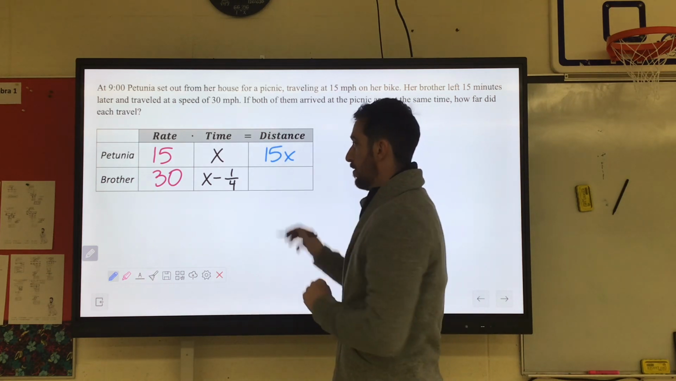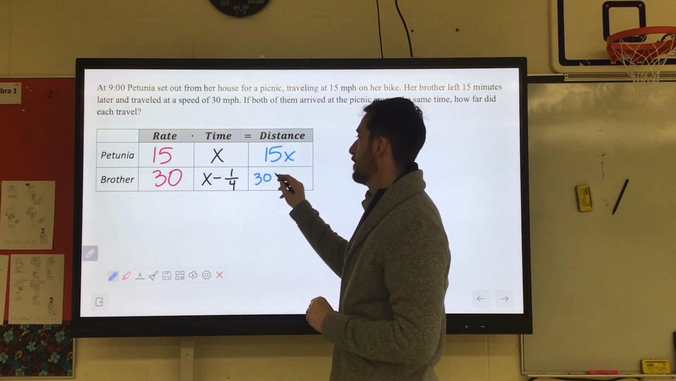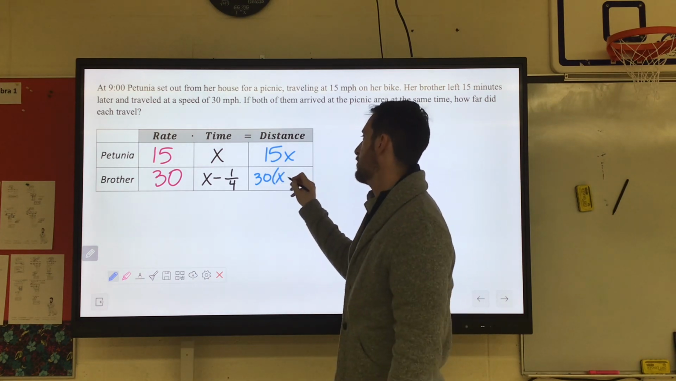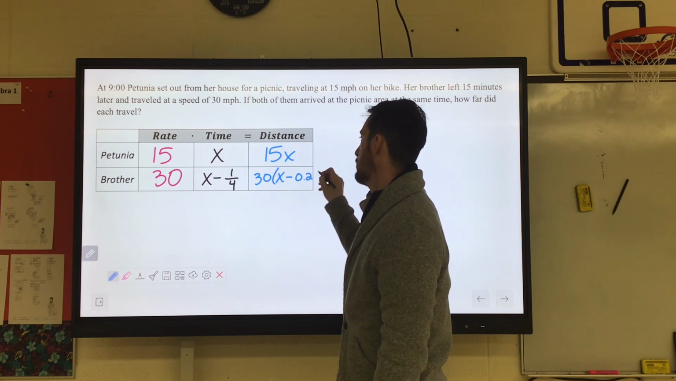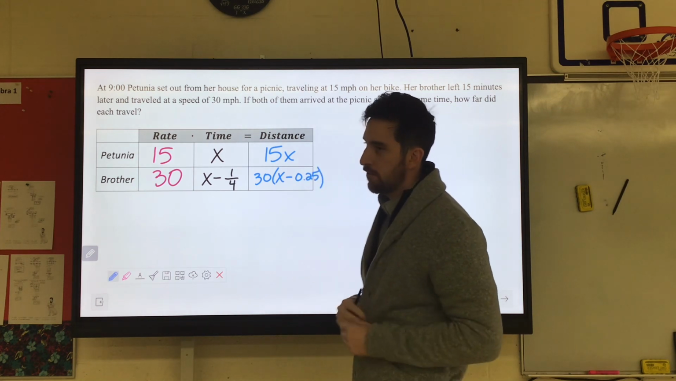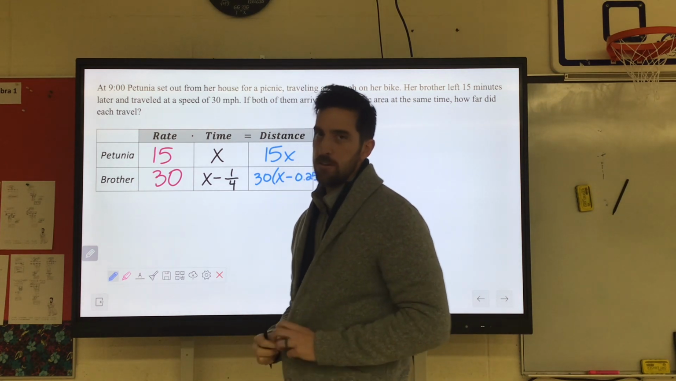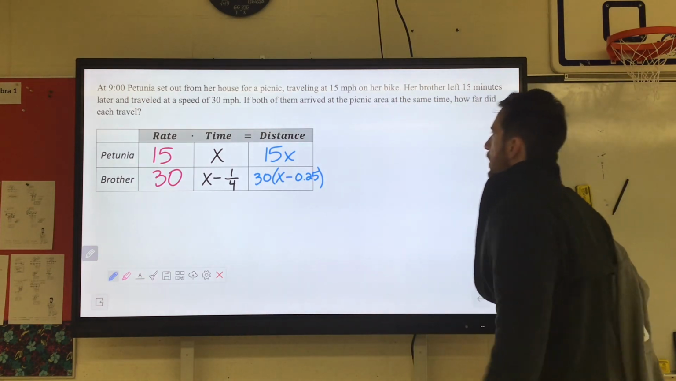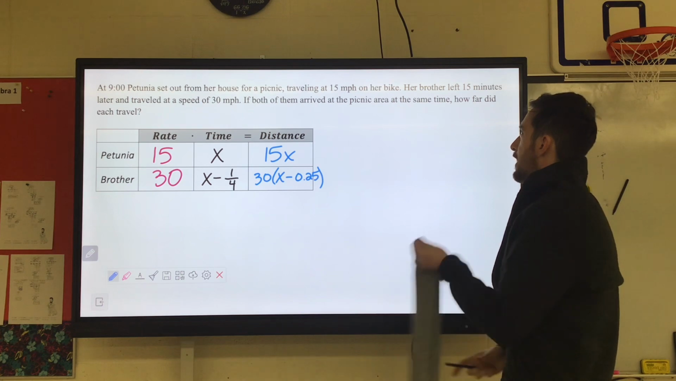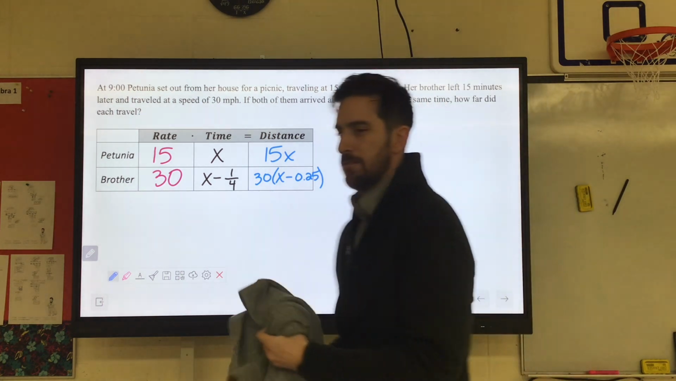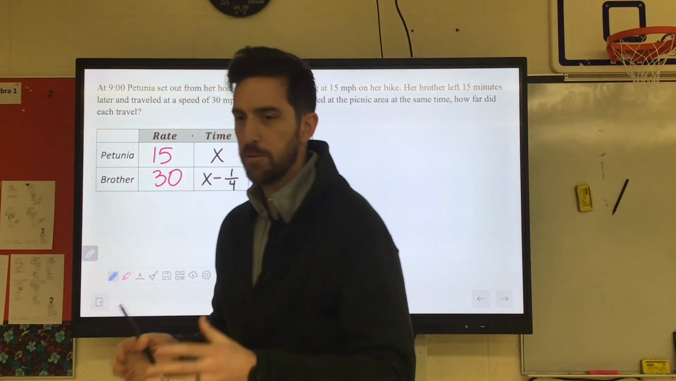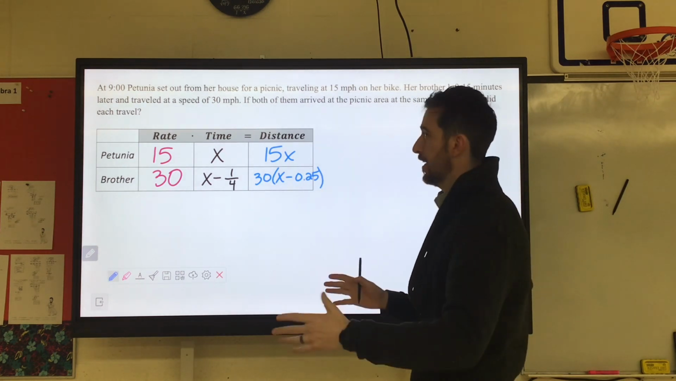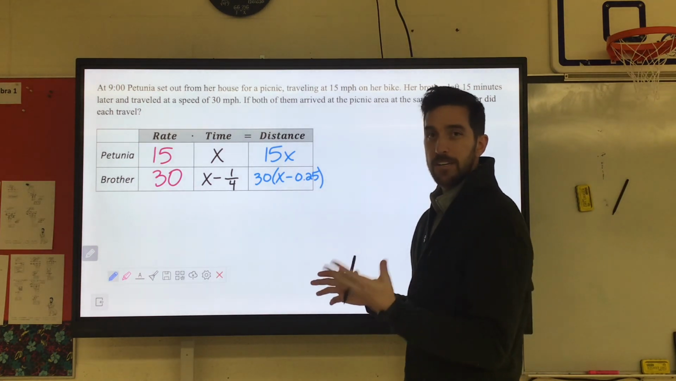Same thing with her brother. We're going to do 30 times x minus 1/4. Or if you want, it might be easier to change it into 0.25, because he drove for 1/4 less of an hour than Petunia did. Both of them arrived at the picnic at the same time. So they're both going from their house to the picnic, the same exact distance. So that's important. Their distances are going to equal each other.